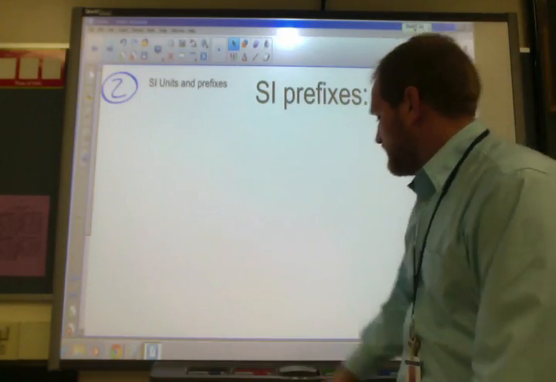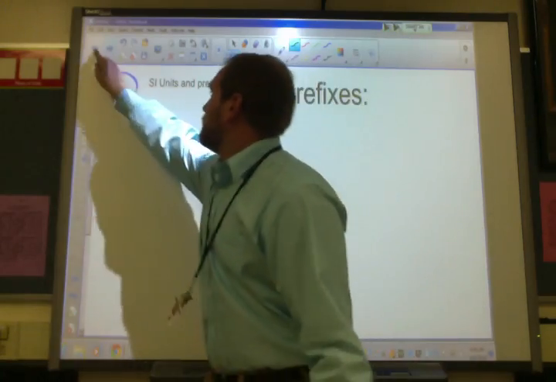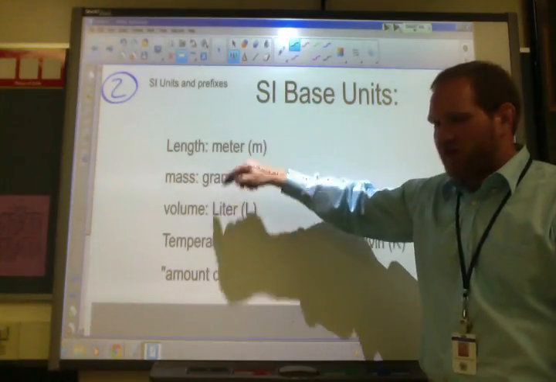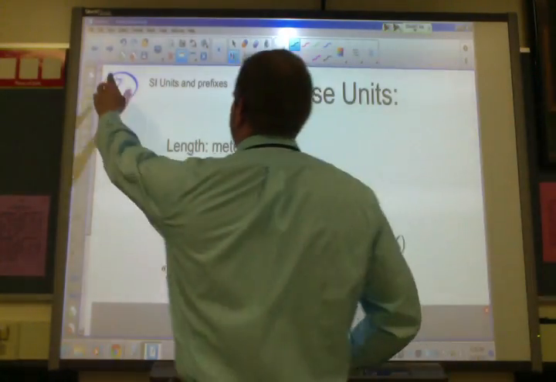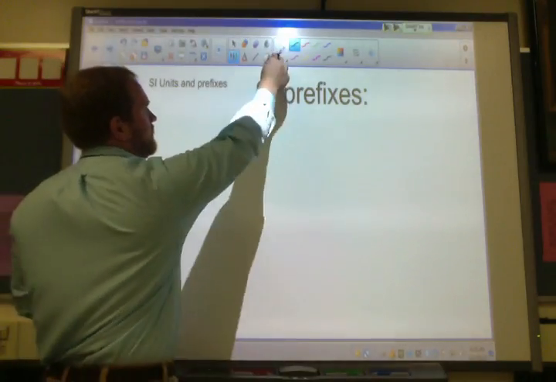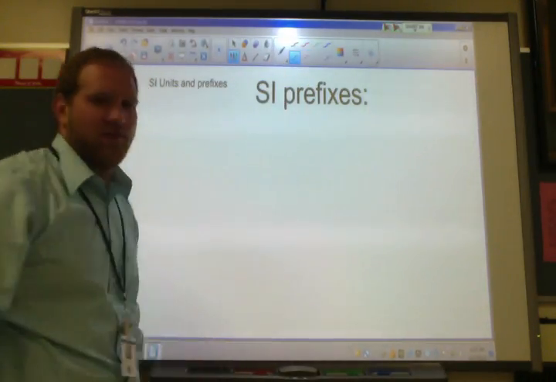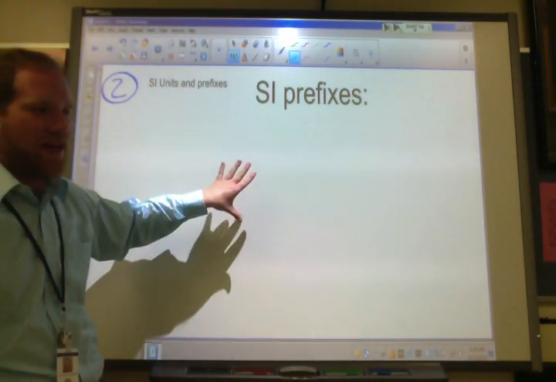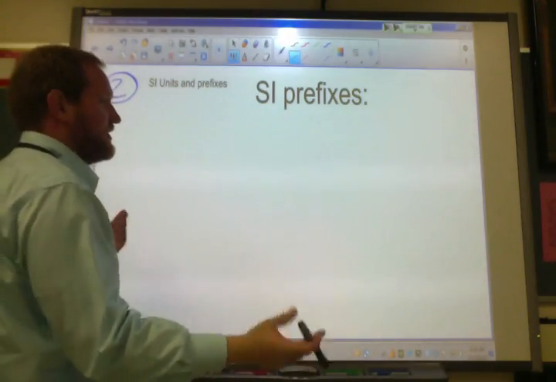SI prefixes. So this is also very important. So once again, these are your base units, but you're going to add prefixes before these to be more specific with the unit you're talking about. Which prefixes you have to memorize might depend on your specific chemistry teacher. I'll go with what I ask my students to memorize. I imagine it's going to be very similar.